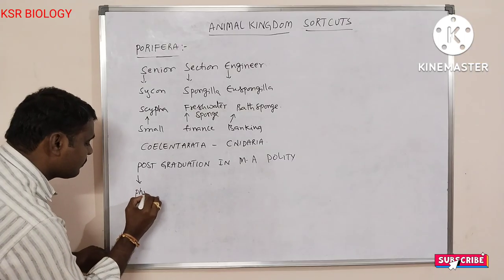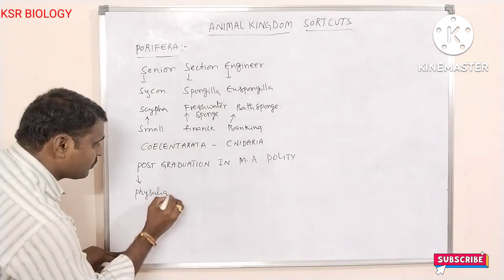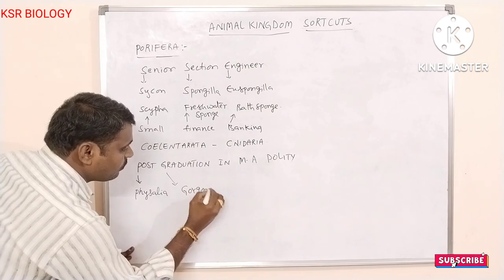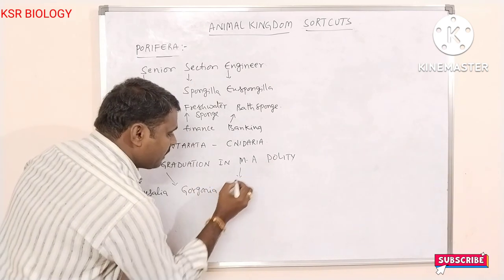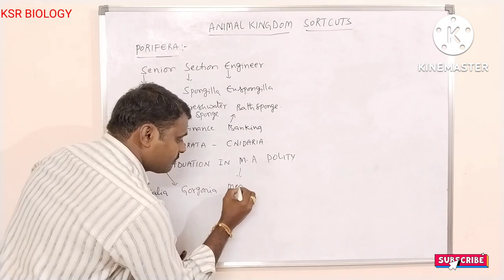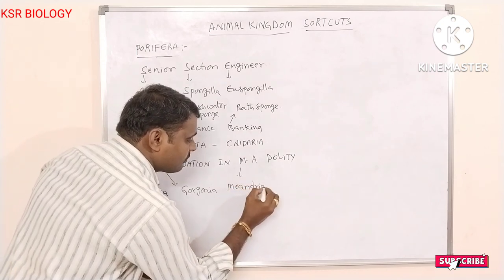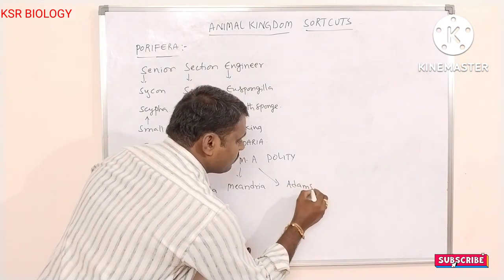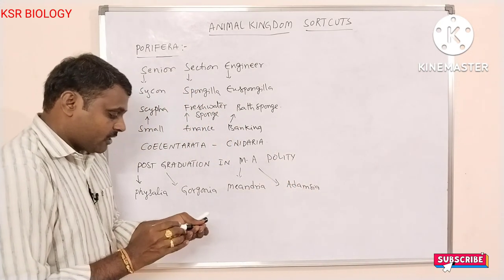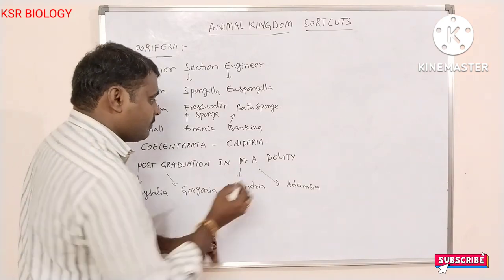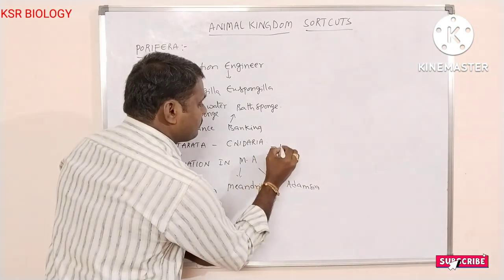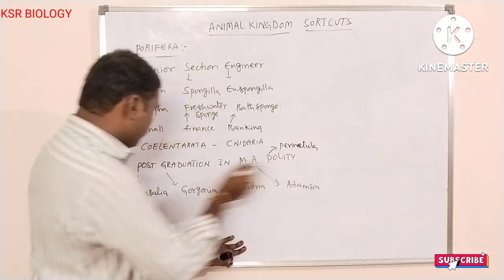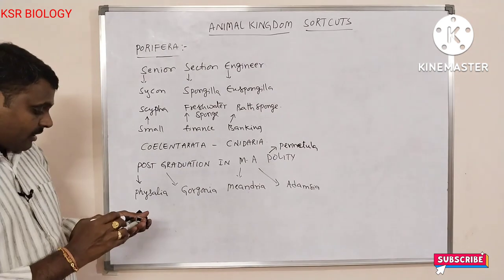See here, G stands for Gorgonia. M stands for Meandrina. A stands for Adamsia. And P stands for Pennatula. So these are the examples of Coelenterata.